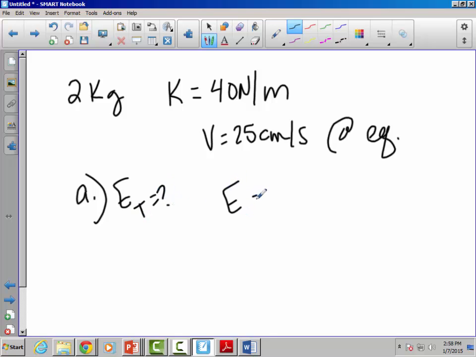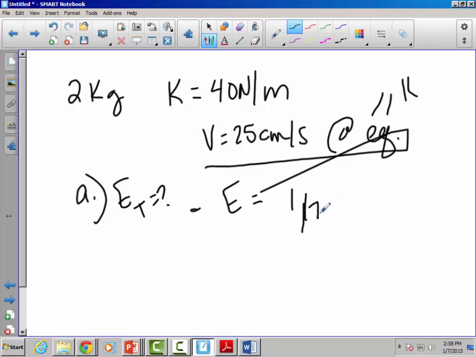So we talked about how the total energy of the object is going to be, in this case, they've told us a special condition. They've told us that the thing is going 25 centimeters per second at equilibrium. And remember that as the object goes through equilibrium, all of its energy at equilibrium is kinetic. So when we solve for the total energy, what we're going to solve for is the kinetic energy at equilibrium, and then that'll tell us our total.